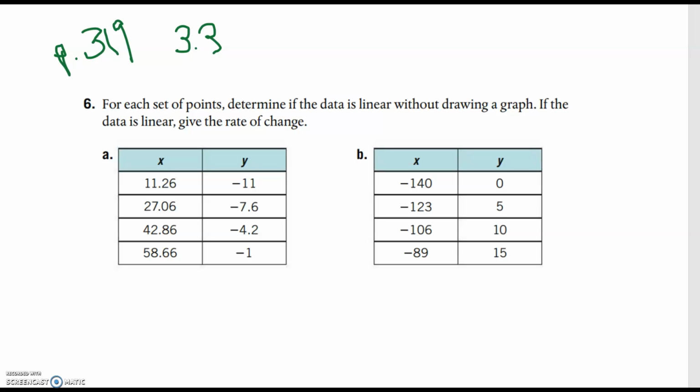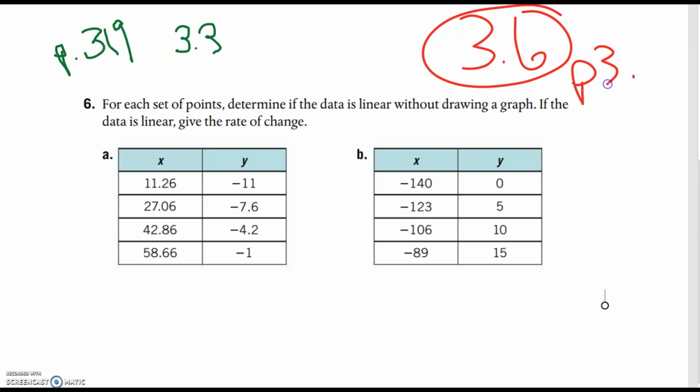Okay, there's one problem we skipped earlier, and we are going to lead into section 3.6 here in a second, which is on page 341. But I want to go back to this one. I didn't cover it in the previous video, but I want you to look.